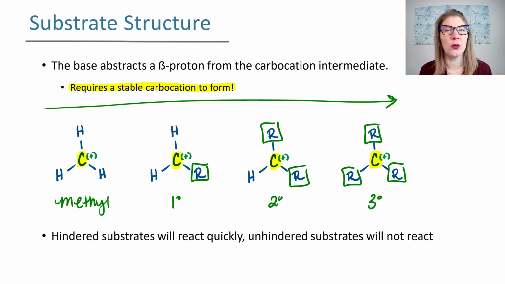What this means for us for the E1 reaction is we need a hindered substrate. We need something that is going to form a stable carbocation. So we need something that's tertiary. We could get away with something that's secondary. We could definitely do allylic and benzylic. And even if you have an allylic, it could be a primary allylic, that would be okay. But primary on its own, not going to happen. Methyl on its own, not going to happen. So we need something that's going to form a stable carbocation in order for this reaction to happen.